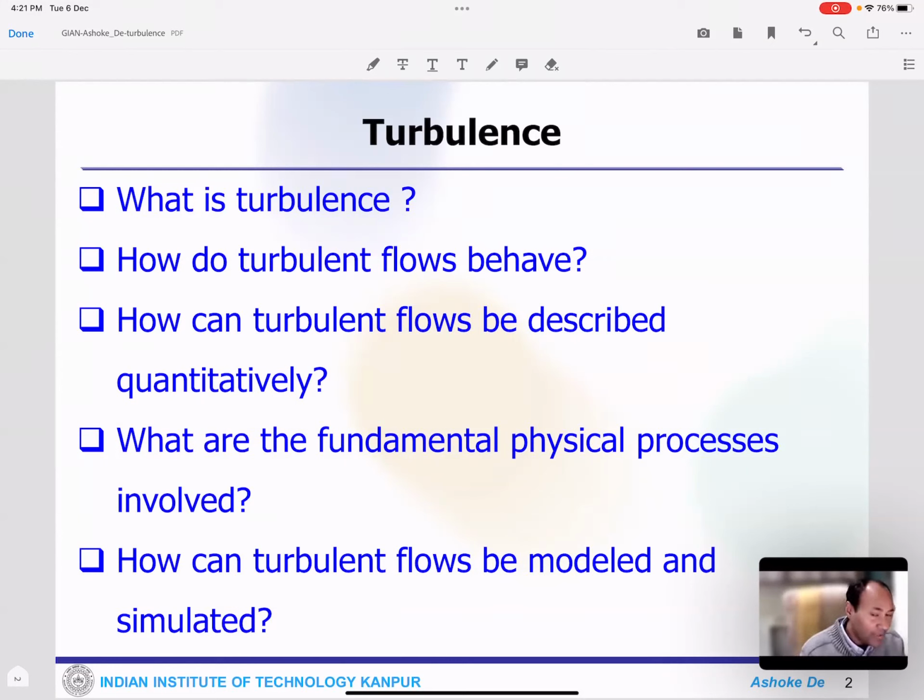So why are these important? Obviously turbulent flow cannot be discussed over a few hours. So the idea here is to give you some idea about how turbulent flows are modeled and behave, so that you can correlate with turbulent combustion modeling, because these are the building blocks for it.